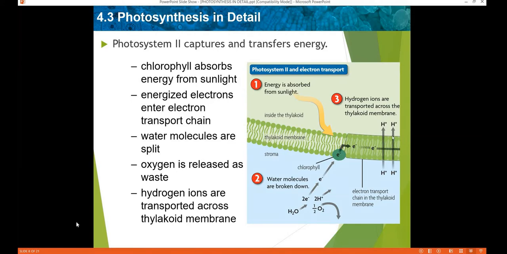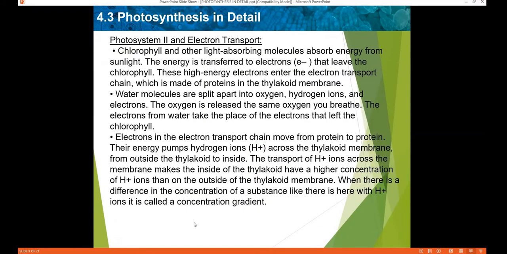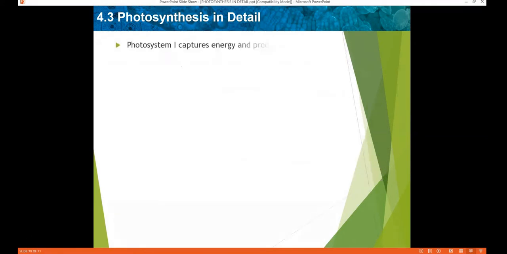Here, the electrons are transported in the electron transport chain, and you can also see the hydrogen ions being transported here. So water molecules are split. The oxygen is released as waste, and the hydrogen ions are transported across the thylakoid membrane. Now this is what happens in photosystem 2. It is written in detail over here.